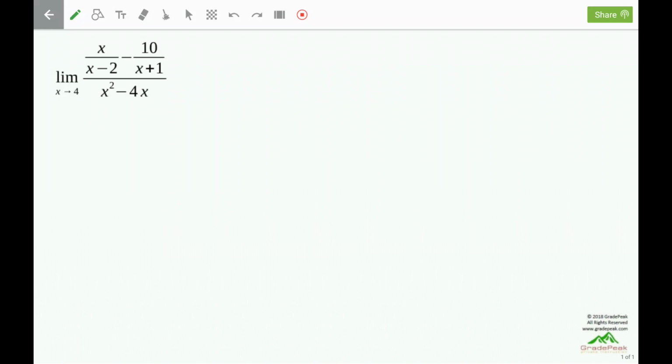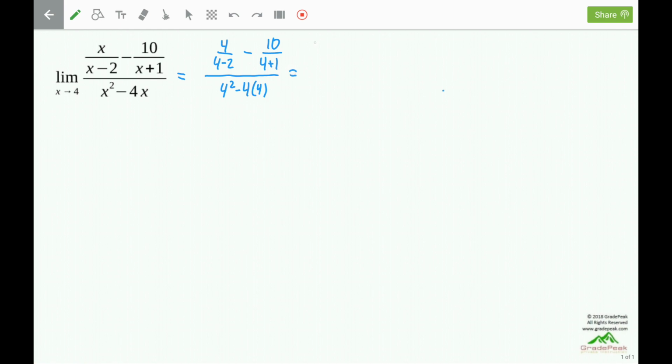Limit as x goes to 4 of x over x minus 2 minus 10 over x plus 1, the entire thing divided by x squared minus 4x. The first thing we're going to do is try plugging a 4 in for each of the x's. In the numerator, that's 4 over 4 minus 2, and then minus 10 over 4 plus 1. In the denominator, that's going to be 4 squared minus 4 times 4.